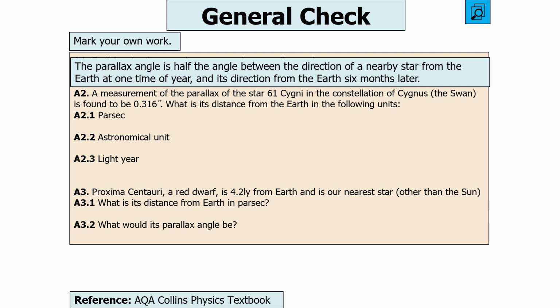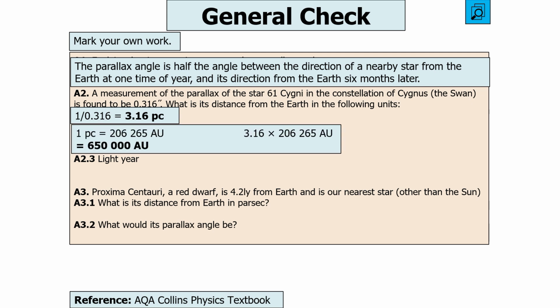Now in this next question you've got to be able to convert from arcseconds into parsecs, and you do that by doing the distance in parsecs is 1 over the distance in arcseconds, so we get 3.16 parsecs. You've got to be able to convert between parsecs and astronomical units.